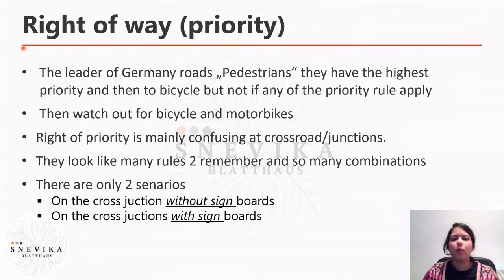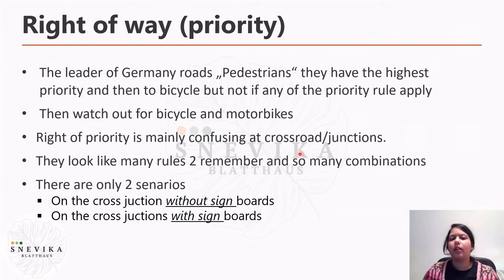Now we are coming to the very important topic, that is the right of way and the priority. It is a little bit confusing, but if you understand, and I will be demonstrating a few examples. So let's begin. For German roads, pedestrians always have the highest priority. So whatever rule or priority you're following, if there is a pedestrian trying to cross, they should always be allowed. For the bicycles, if there is no rule, there is no cross junction, or if they're trying to turn left or right, then you should always look out for them and allow the bicycles to go.